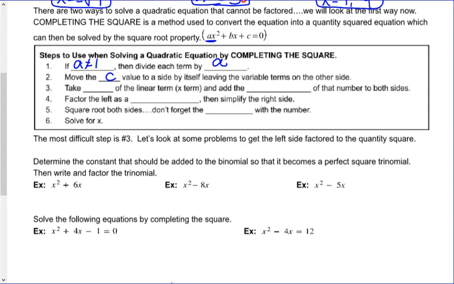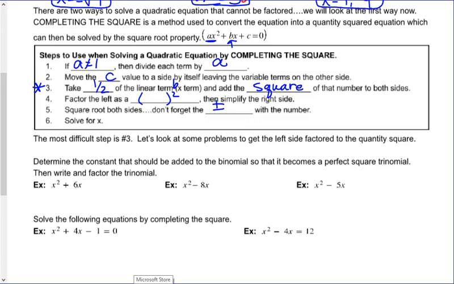Now, the next step, step 3, is the most important. We want to take half of the linear term, which is the x term, that's that b, half of the linear term, you can put a b there if you want, and add the square of that number to both sides. I know there's quite a few steps here, but just write these down and we'll go step by step. Now, factor the left as a quantity squared, then simplify the right side, and then we're going to get back to what we just did on that last example, square root both sides. Do not forget that plus or minus with the number, and then we'll solve for x.